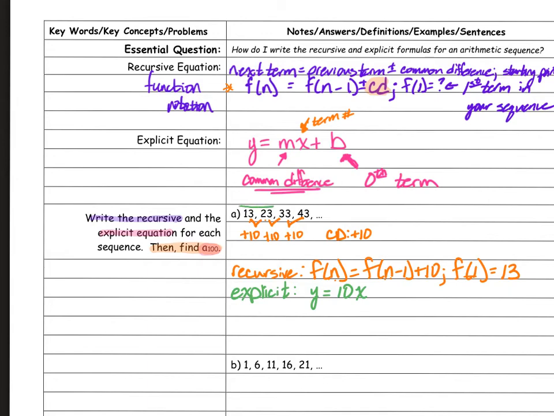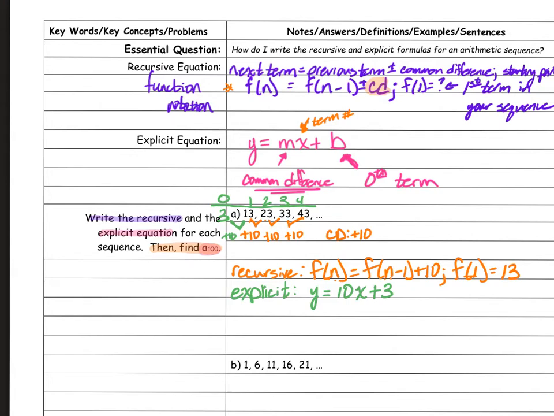So I'm going to make a little table here. First term, second term, third term, fourth term, 0th term. So how do I get from here to here? What do I add to 10 to get 13? That's what I'm going to ask myself. Well, that number would be 3, right? So it's 10x plus 3. And that's my explicit equation. Done.